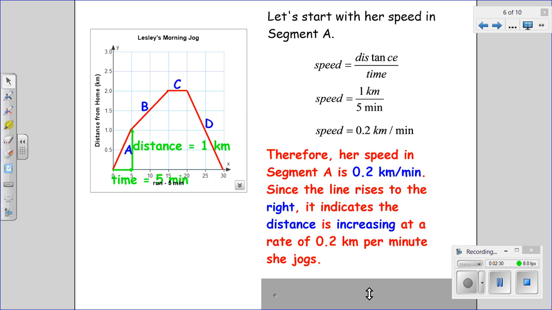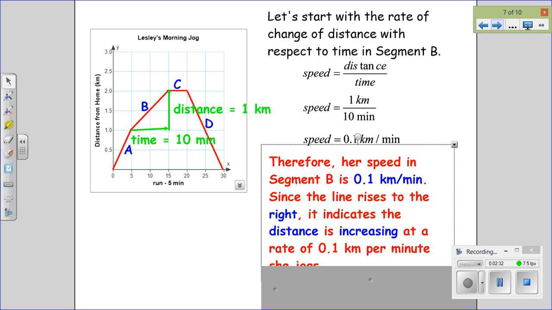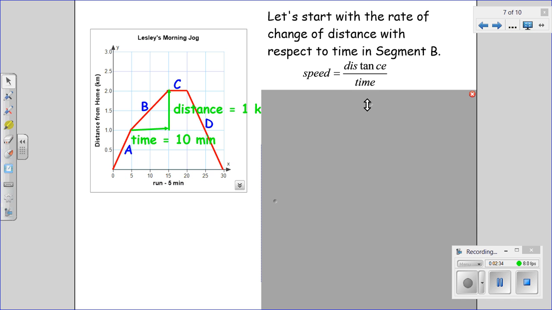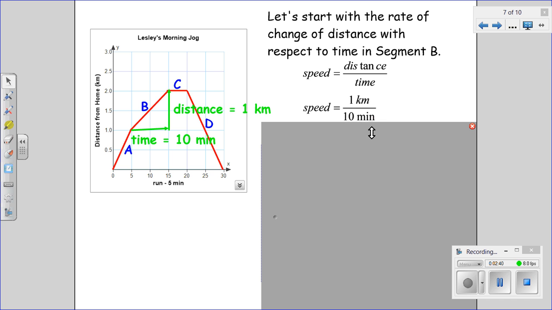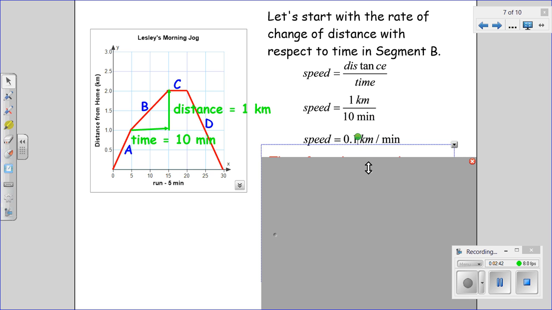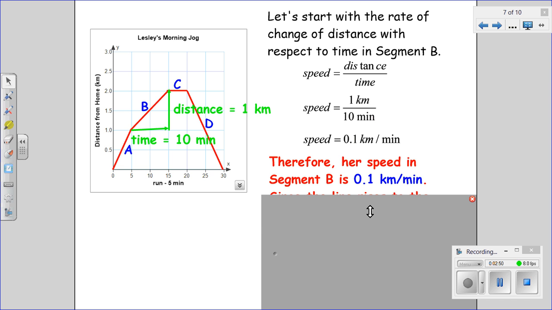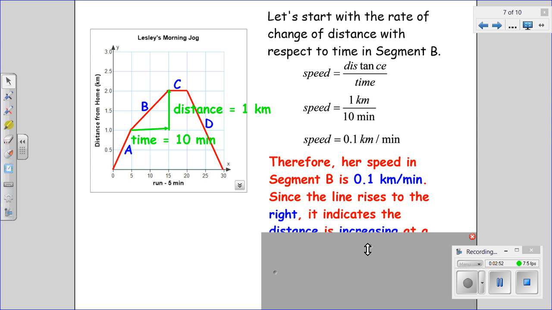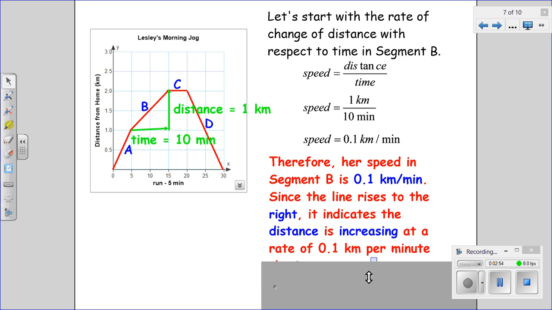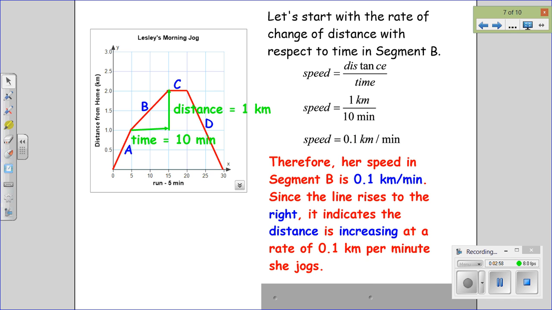rises to the right. In part B, again, the time is 10 minutes, the distance is 1 kilometer. So 1 kilometer divided by 10 minutes tells me it's 0.2 kilometers. Or sorry, 0.1 kilometers. So again, her speed is 0.1 kilometers per minute, and it rises to the right, so the distance is increasing at a rate of 0.1 kilometer per minute she jogs.